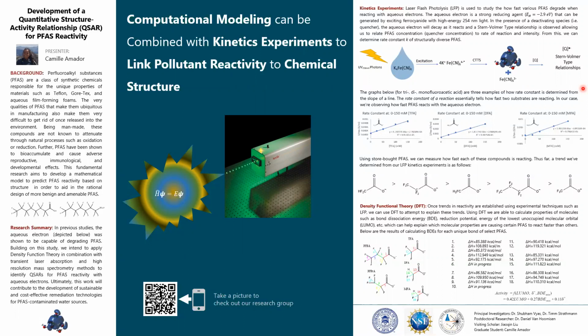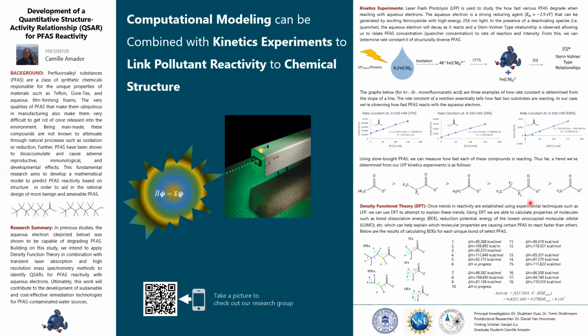To do this, we'll first try and establish trends in reactivity of different PFAS using experimental techniques such as laser flash photolysis. And this technique allows us to examine the kinetics of reactions. The scheme is outlined up here. So basically, we can degrade or defluorinate these compounds using this method and determine rate constants using plots such as these from their slopes. Some of the trends that we've actually determined thus far are outlined right here.